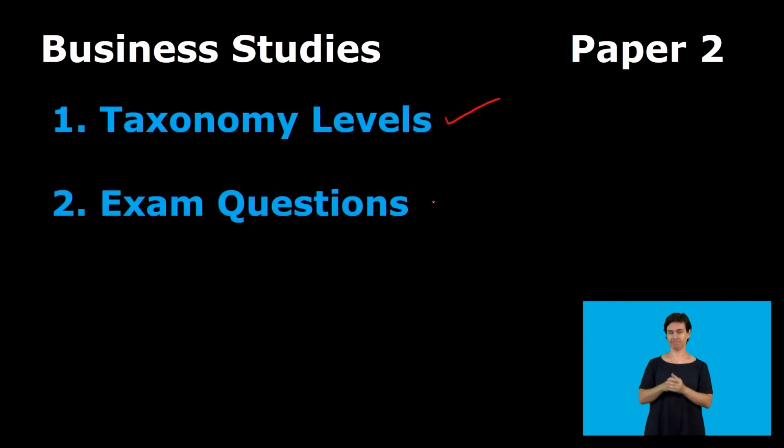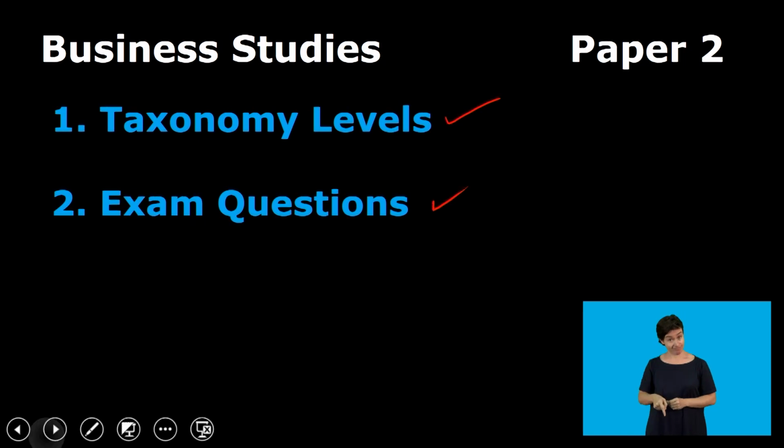For today's lesson, we'll be focusing on the final exam prep for paper number 2. As you know, Business Studies has paper 1 and paper 2, but for today, we'll be focusing on paper number 2. We'll first start with the taxonomy levels. We've got 6 taxonomy levels, and then we'll go to the exam questions. Like I said, this is an exam prep.